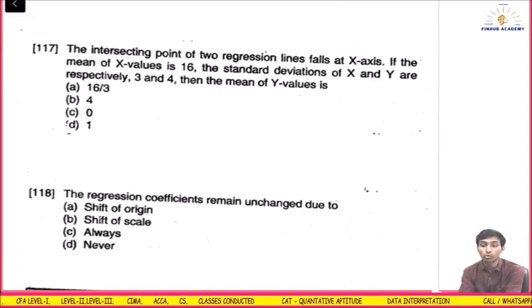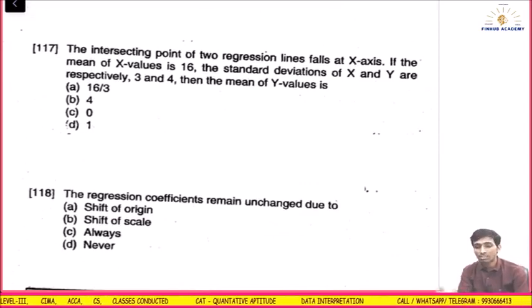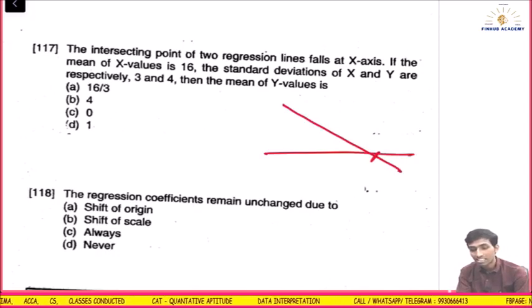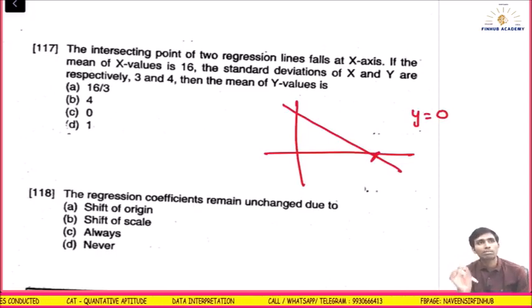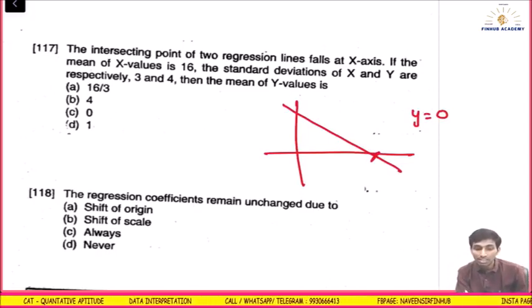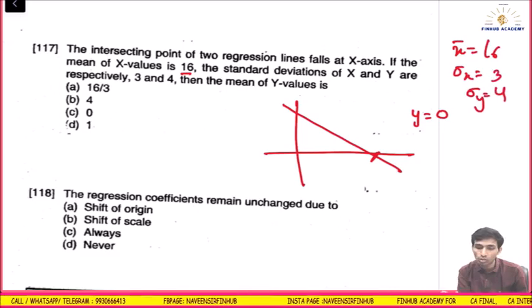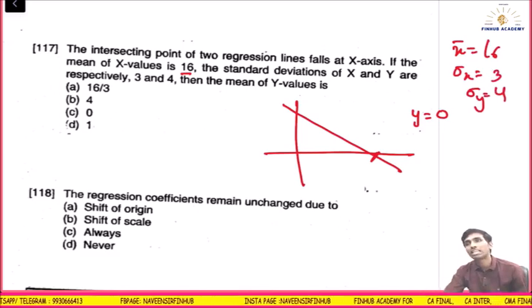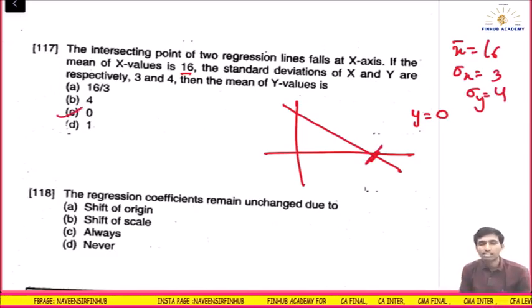The intersecting point of two regression lines falls on the x axis. Understood? So obviously, if the intersection falls on the x axis, that means y is what? Y is 0. There will be some x coordinate, but y will be 0. If the mean value of x is 16, mean value of x means x bar is 16, and the standard deviation of x is 3, y is 4. Find the mean value of y, they are asking. Understood? The mean value of y will be what? Y is 0, so the mean value will also be 0.